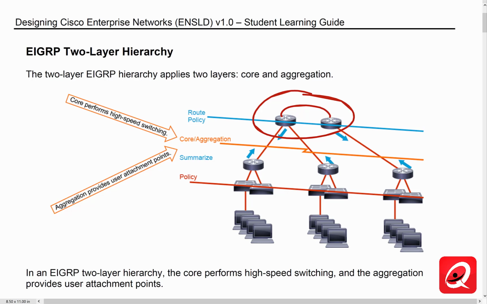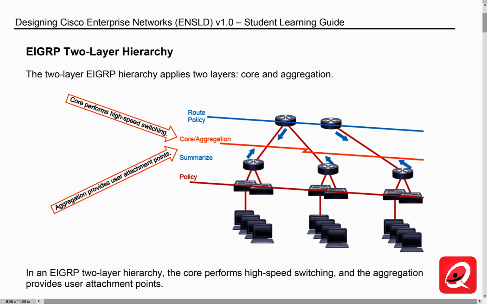I might have 20 or 30 or 40 subnets down at the aggregation layer, but as long as they're contiguous address blocks, only advertise those subnets as a single subnet going up to the core. Now, this is very different than what we see with OSPF, because in OSPF, we did this using areas, and we used specific types of routers, area border routers, to facilitate this. Not in EIGRP.